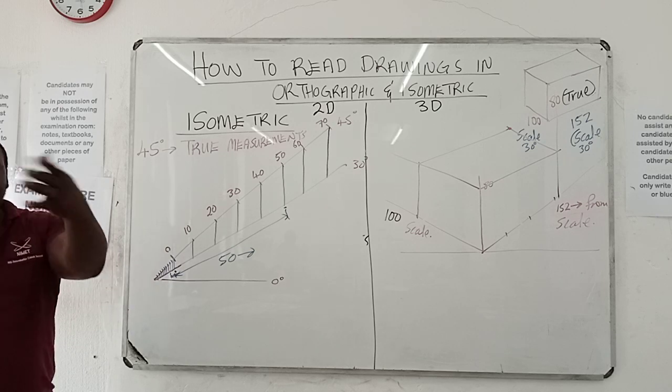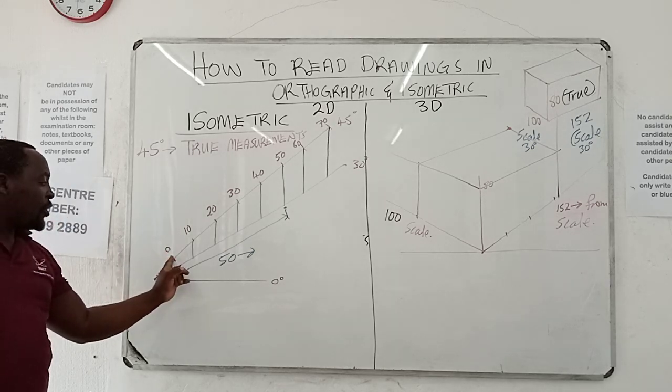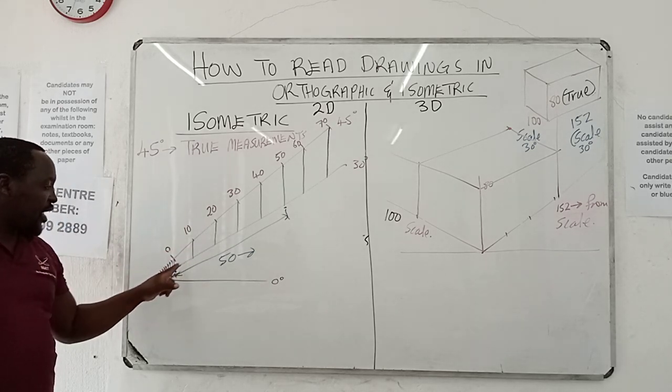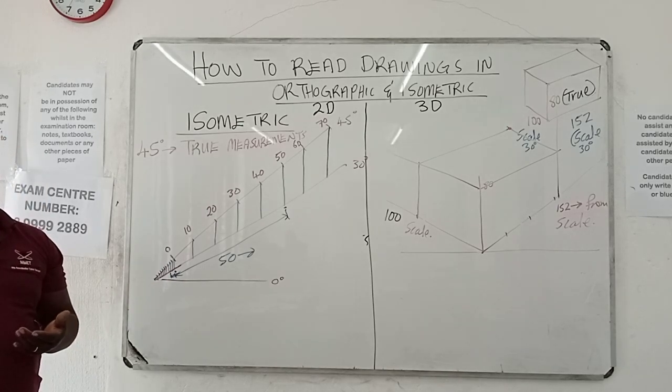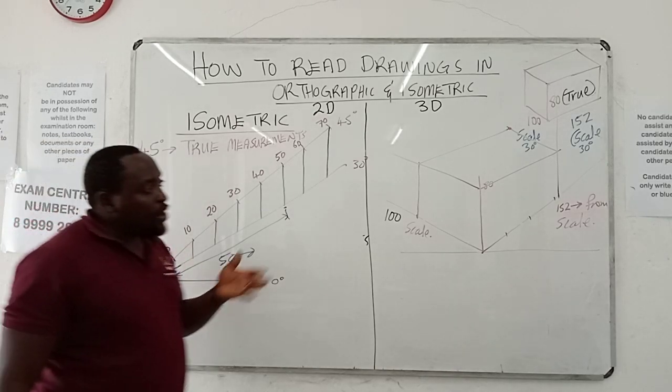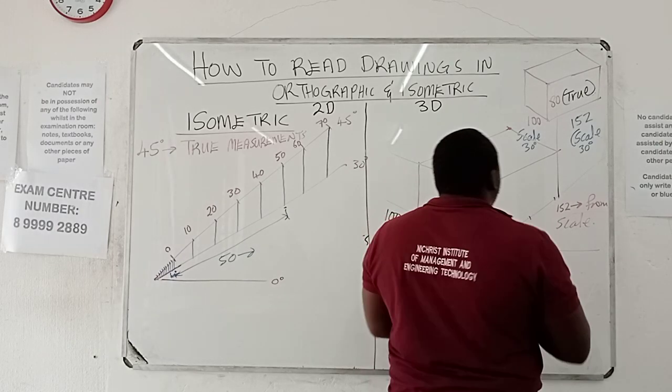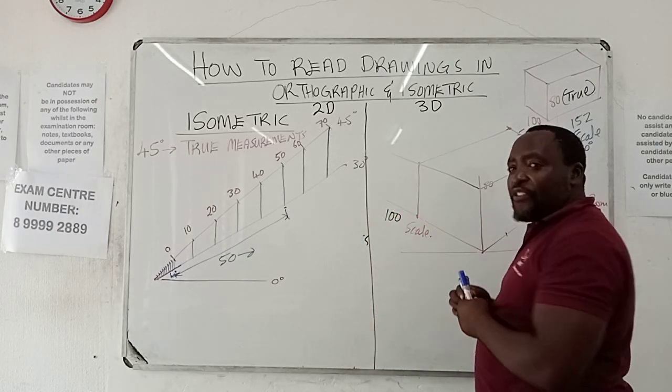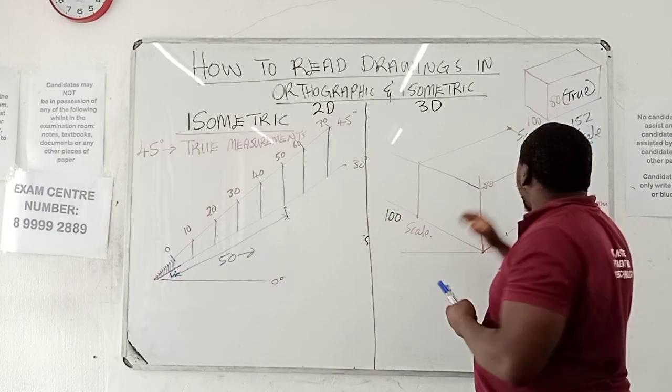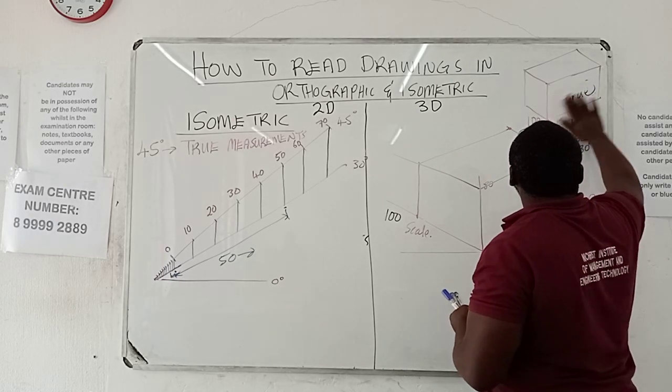If I want 20, I will just go from there to there. I'll measure from here to here. It's 20. Okay. Now to modify this drawing, because we said everything is in the box. Let me just remove this.